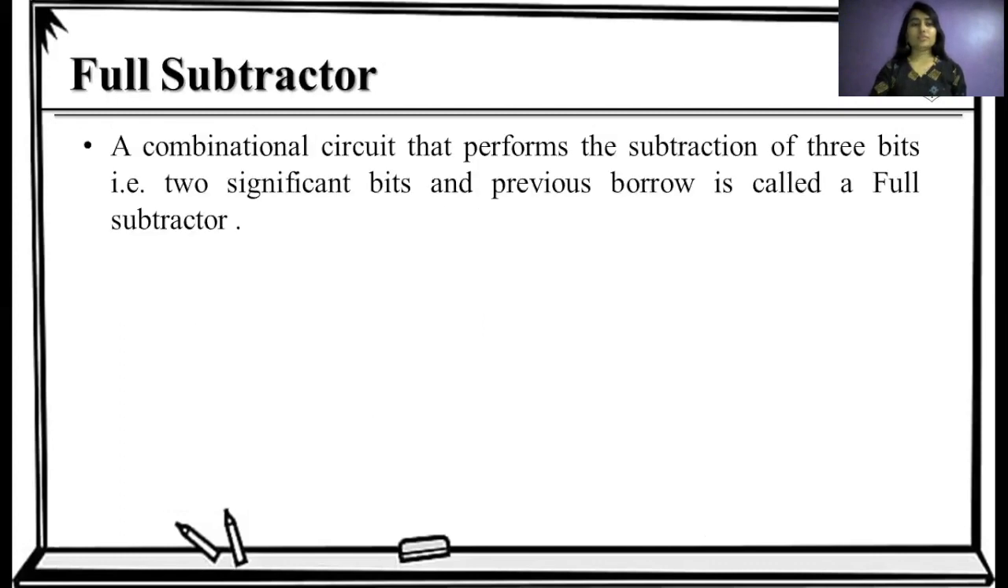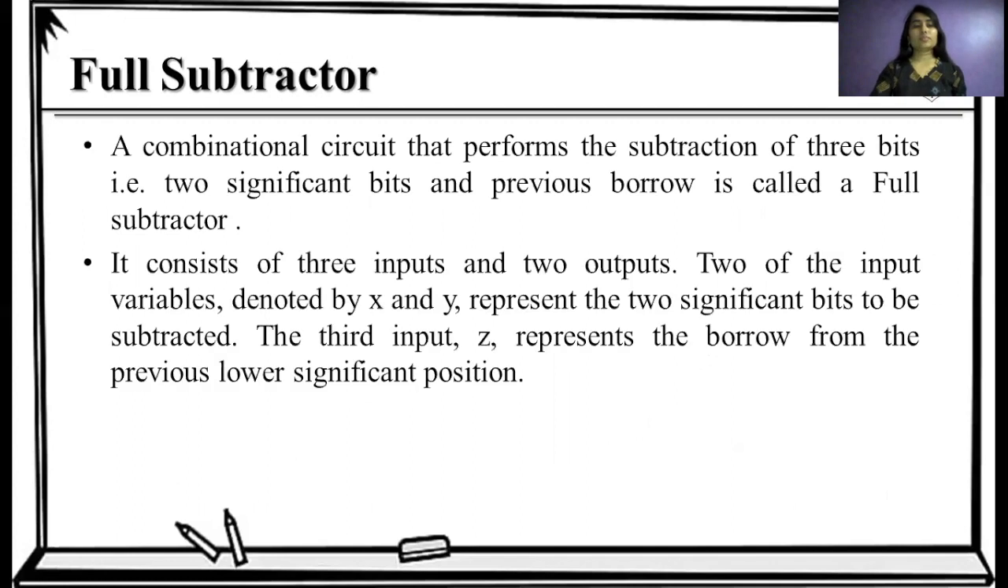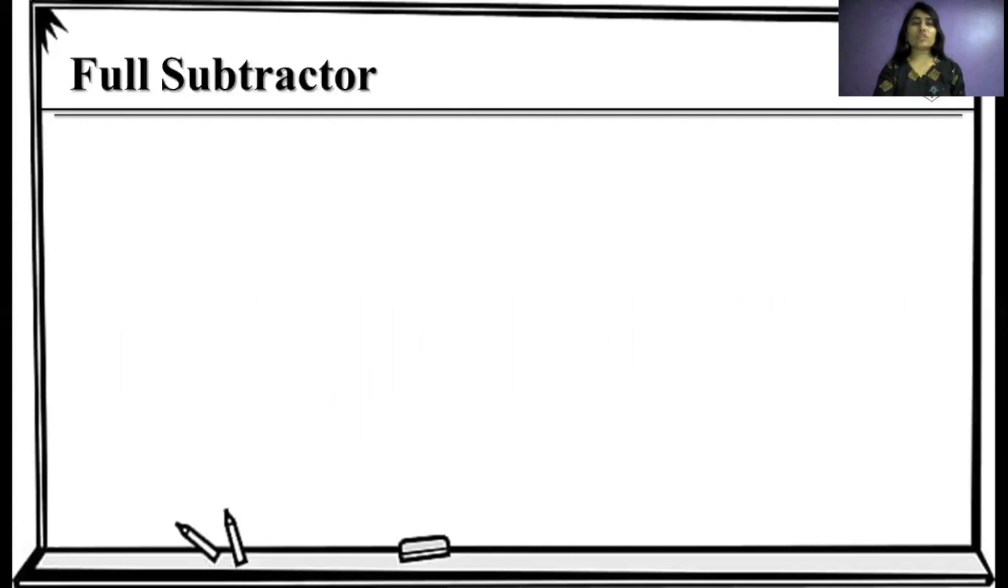Full subtractor: a combinational circuit that performs the subtraction of three bits, that is, two significant bits and the previous borrow, is called a full subtractor. It consists of three inputs and two outputs. Two of the input variables, denoted by X and Y, represent the two significant bits to be subtracted, and the third input Z represents the borrow from the previous lower significant position. So how can we calculate the truth table for a full subtractor?